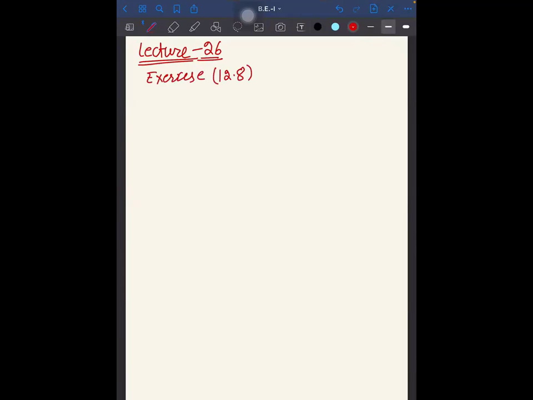12.8, and let's say we have question number 1. It says to find all local maxima, minima, and saddle points, if any of these are there. We just find them for this function. Okay, so what should be our first step?